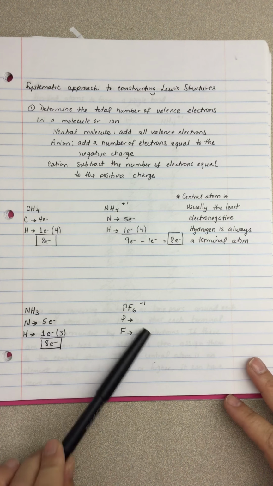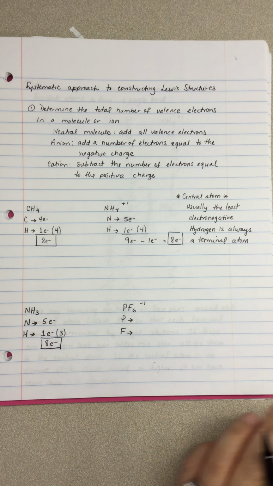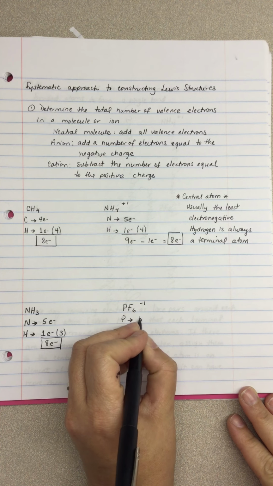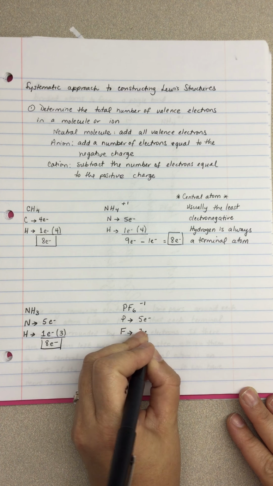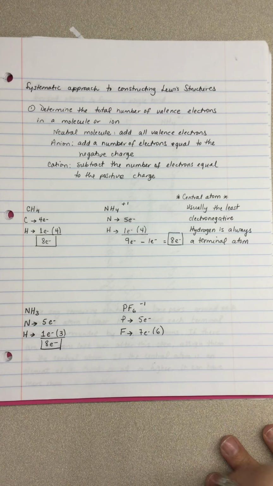And then we have PF6 right here, and phosphorus is right under nitrogen in the periodic table. And then you have F, which is in group 7 in the periodic table. So for P we have 5 electrons, for F we have 7 electrons, and we have 6 F's in that molecule right there. So that will be times 6.